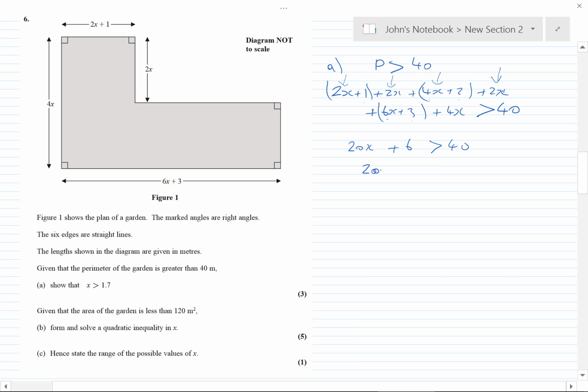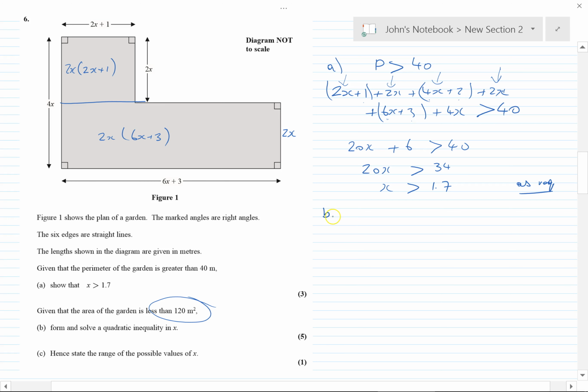Okay, now that gives us 20x is greater than 34, x is greater than 1.7, 34 divided by 20, as required. There we go, that's done. Part B, given that the area of the garden is less than 120, now we can split it into two different ways. I've got this being 2x, I'm going to split it that way. This area here is 2x times 6x plus 3, and this area here is 2x times 2x plus 1.